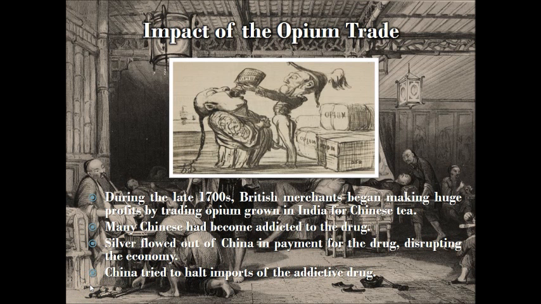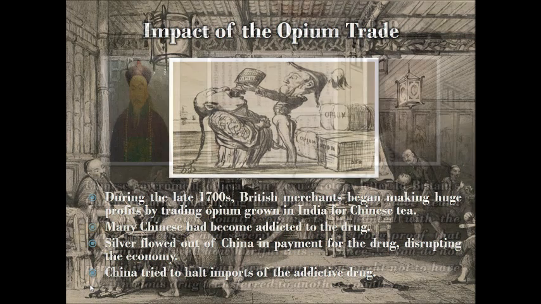During the late 1700s, British merchants began making huge profits by trading opium grown in India for Chinese tea. Many Chinese had become addicted to the drug. Silver flowed out of China in payment for the drug, disrupting the economy. As a result, China tried to halt imports of the addictive drug. The drawing on this slide shows a British official pouring opium into the mouth of someone from China.